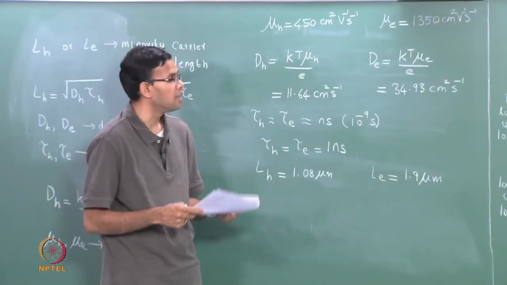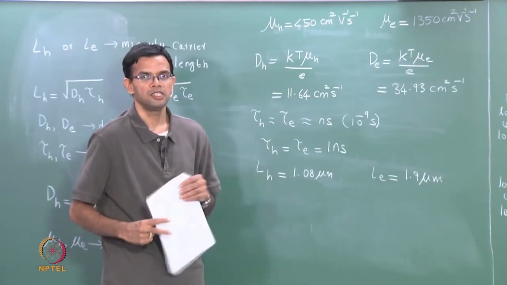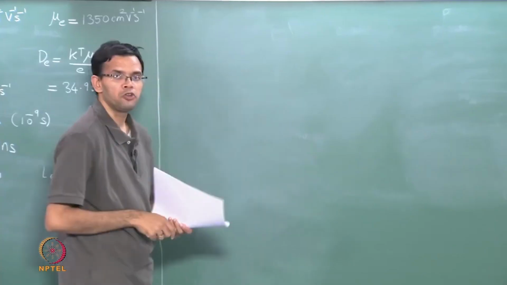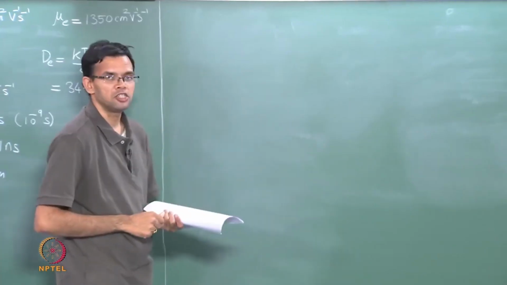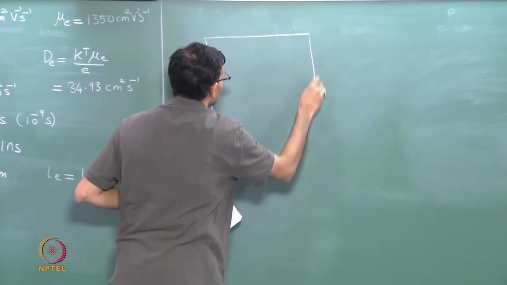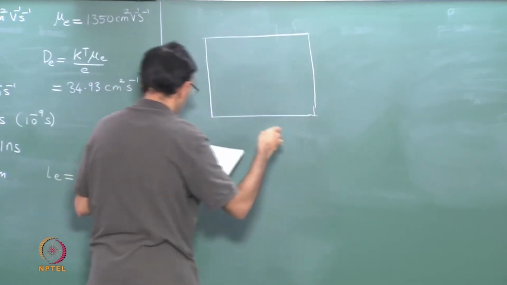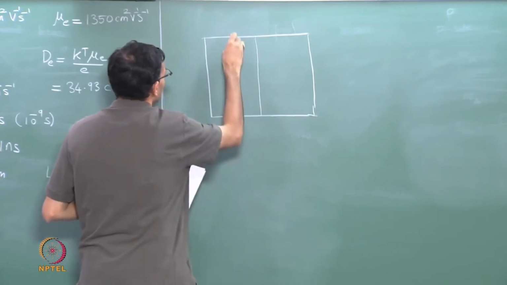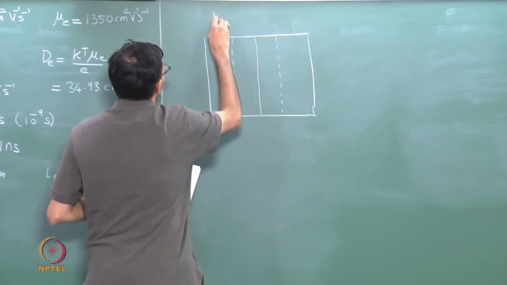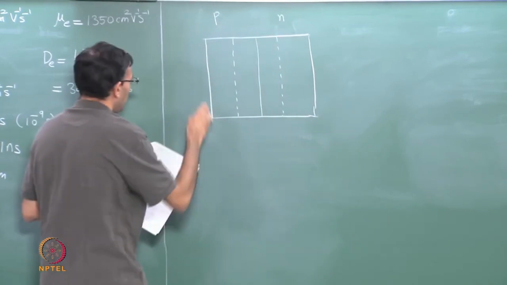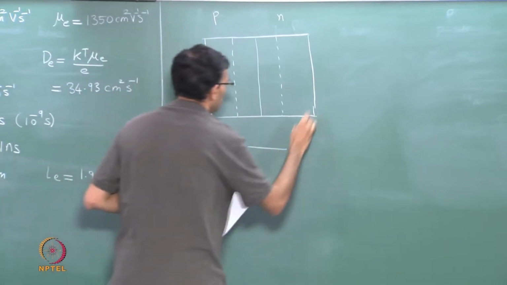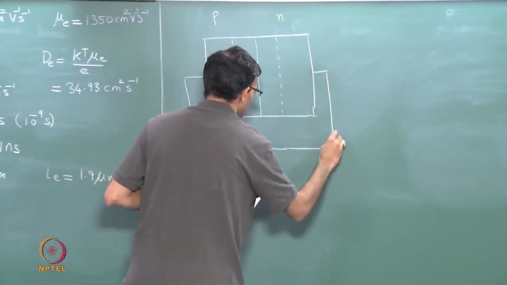Let us now go ahead and calculate the current in a p-n junction in the case of forward bias. I am going to redraw the plot of the change in concentration versus distance. Here is my p-n junction. This is my interface. These are the depletion regions. This is P, that is N. We have a p-n junction in forward bias, so P is connected to the positive and N is connected to the negative.